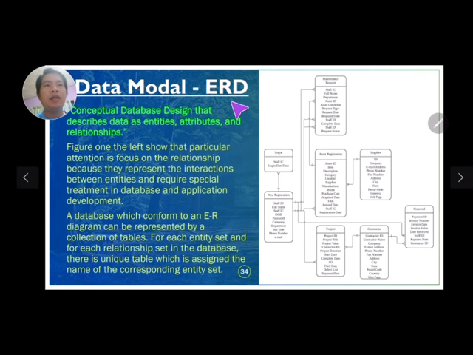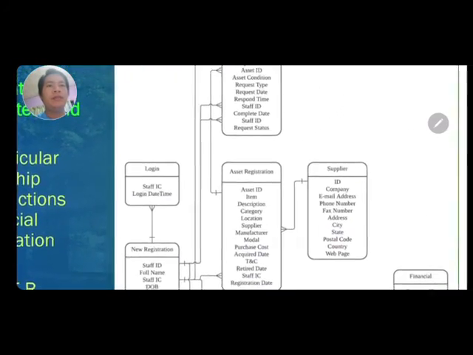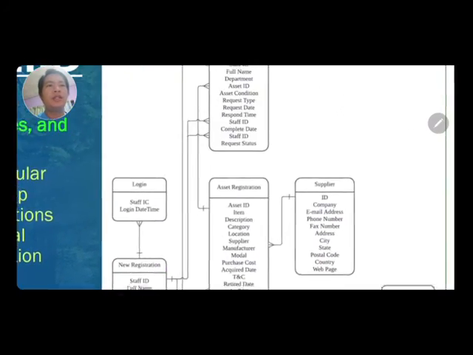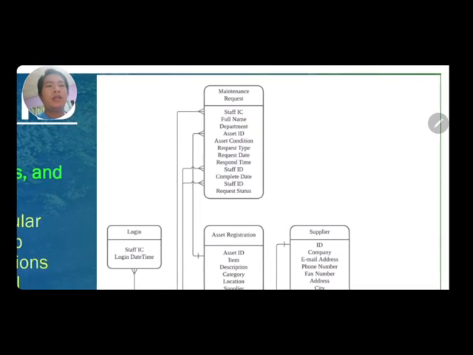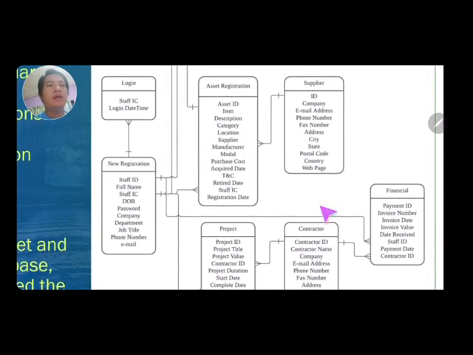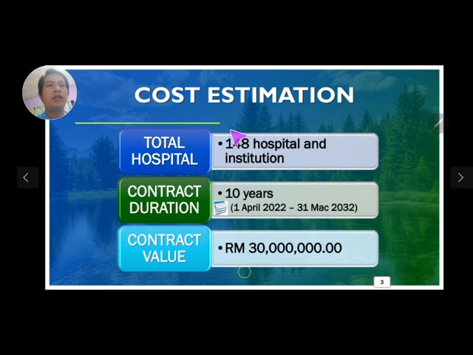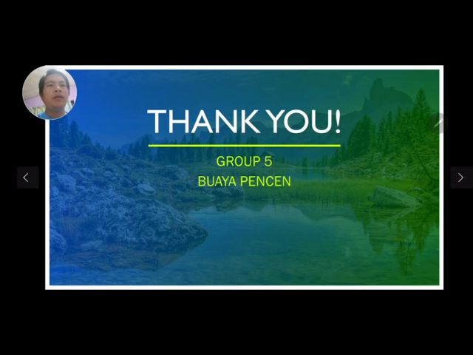For data model ERD, it is a conceptual database design that describes data as entities, attributes, and relationships. So here is the ERD for the system. As we can see: login, new registration, maintenance request, asset registration, project, supplier, contractor, and financial. Cost estimation for 148 hospital institutions for a 10-year contract is about 30 million. Thank you. That's all from me, from Group 5 BUAYA PENCEN.